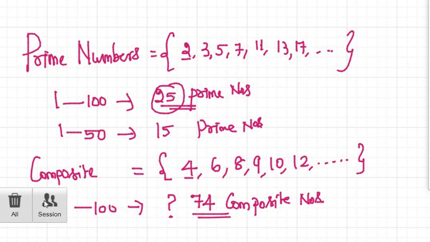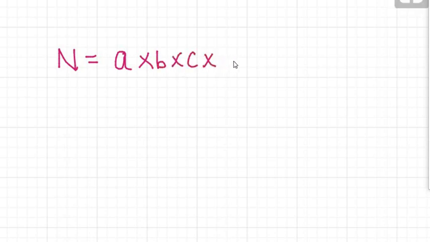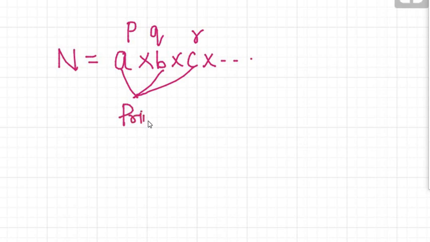Next is, any number, or you can say any natural number, can be written as the product of prime numbers, like this, in a unique manner. Here a, b, c all are prime numbers, and p, q, r are all powers.